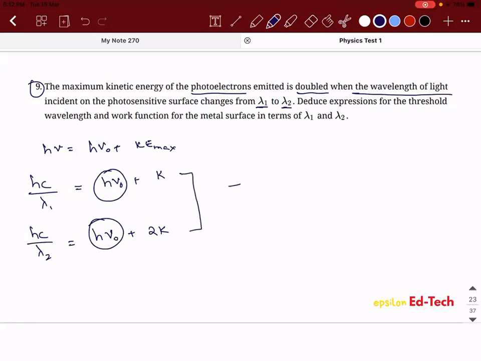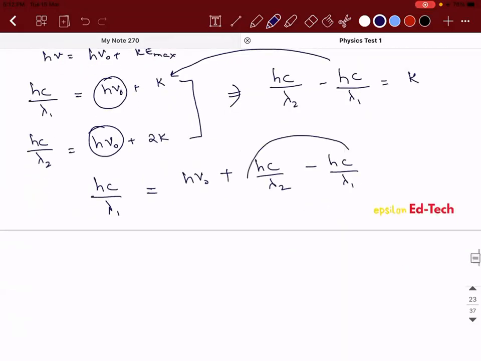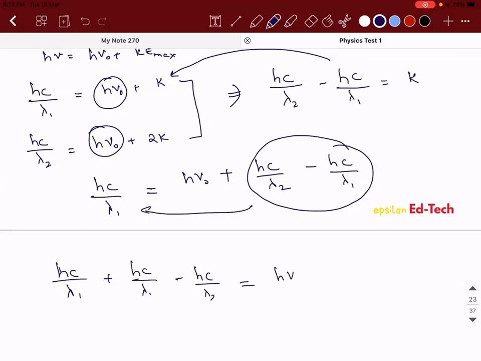So if I subtract these two, what I will get is hc divided by lambda2 minus hc divided by lambda1 is equal to K. Now what you can do is take this and substitute it in the first equation. Then hc divided by lambda1 is equal to h nu naught plus, in the place of K I can write hc by lambda2 minus hc divided by lambda1. So take these two to the left hand side. So hc divided by lambda1 plus hc divided by lambda1 minus hc divided by lambda2 is equal to h into nu naught. So h will get cancelled.